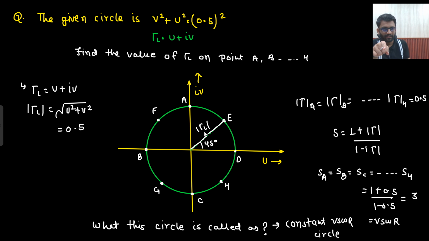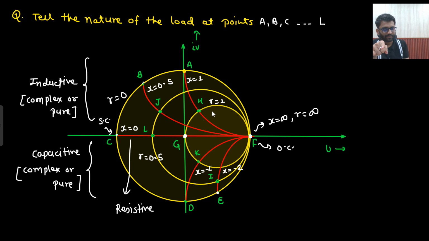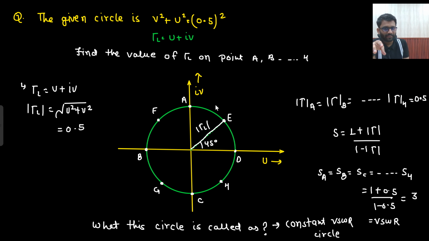This is not the Smith chart. The Smith chart was this. A lot of people call this the Smith chart, but no, this is not the Smith chart. This is something that I am making. This is my constant VSWR circle. Now this circle I will make on the Smith chart and then study it. But before that you need to know about this circle.